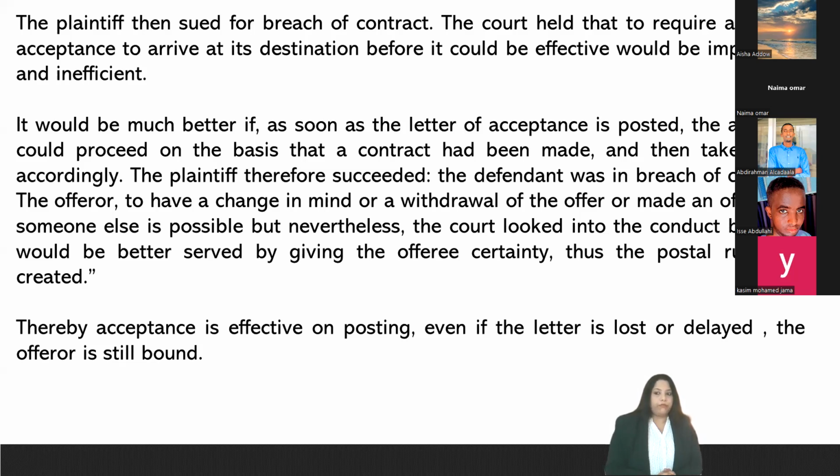So this is an important principle in the law of contracts. That is the postal rule of acceptance: the date of dispatch would be considered as the date of acceptance. Thereby, acceptance is effective on posting. Even if the letter is lost or delayed, the offerer is still bound.